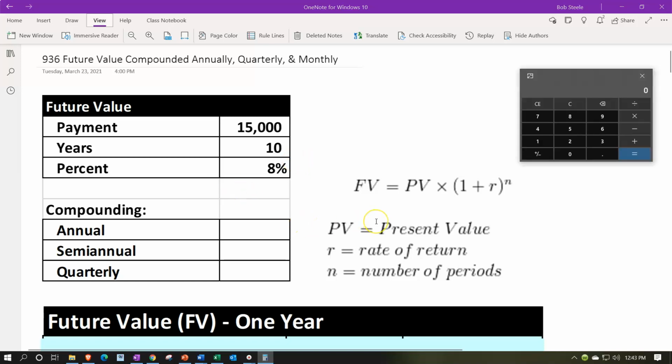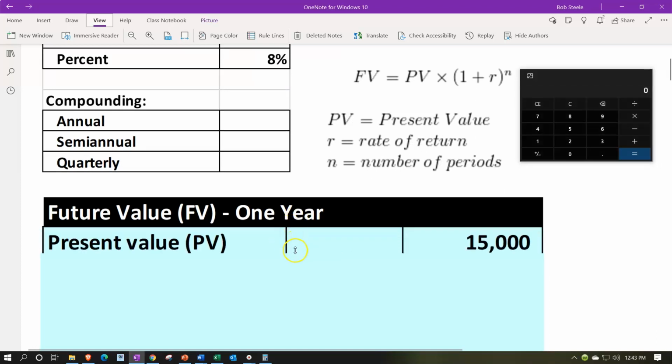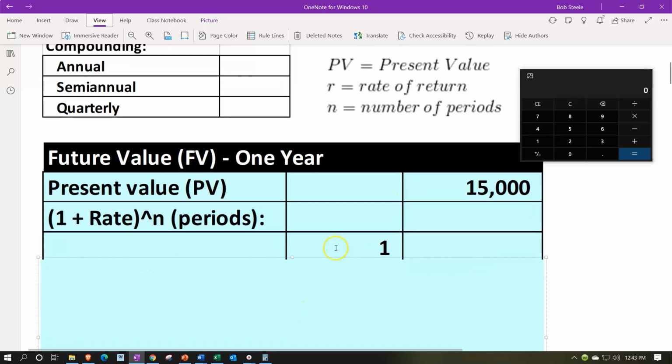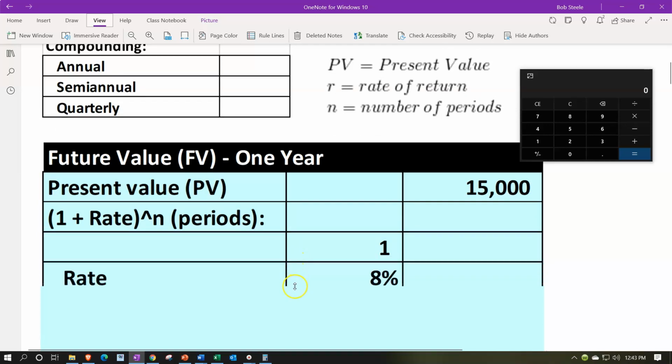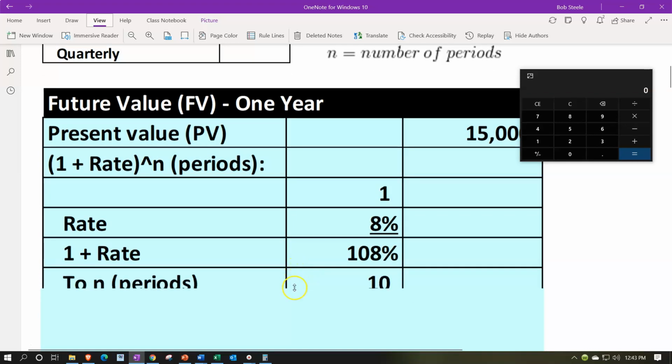We'll start off with the mathematical formula, which is the future value equals the present value times 1 plus r to the n. So we're going to have our information down below. We're going to break this out into basically a table type of format. We're going to start with P in the outer column, the PV, which is going to be the 15,000 from up above. And then we're going to have the 1 plus r to the n component. So it's going to be 1 plus r, which is 8%. That would then give us the 108%. And then we're going to take it to the number of periods, which is 10.